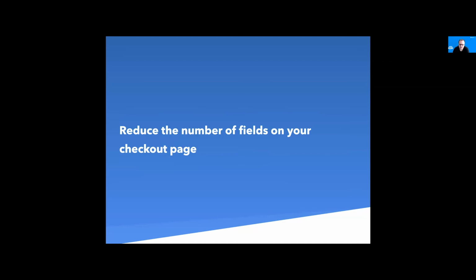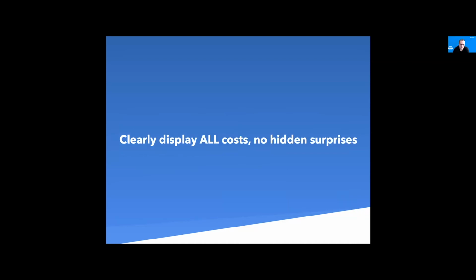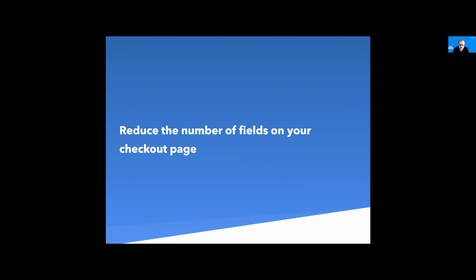One is to reduce the number of fields on your checkout page. Now, WooCommerce itself comes with a lot of additional fields that we don't always need. It asks for company name, it asks for phone number, and it asks for a couple of other things as well, which aren't necessarily needed. It asks for a billing address as well as a shipping address and an order note. You're going to know based on your store, but you want to have the minimum amount of fields possible on your checkout page.